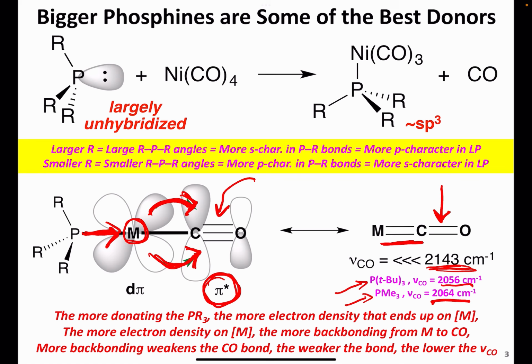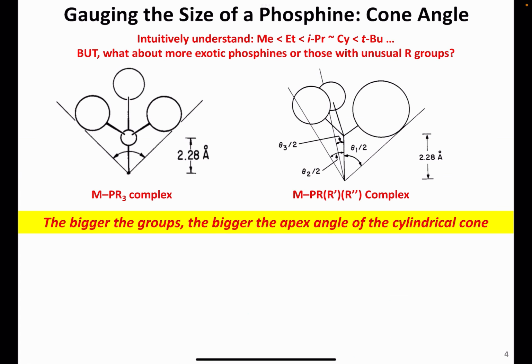And so what we know intuitively is how big some of the most basic phosphines are. If we talk trimethylphosphine versus triethylphosphine versus triisopropyl versus tricyclohexyl versus tritert-butyl, I think everybody fundamentally understands that methyl is the smallest, followed by ethyl. Isopropyl and cyclohexyl are sort of similar in size. Cyclohexyl is bigger, and then tert-butyl is the biggest.